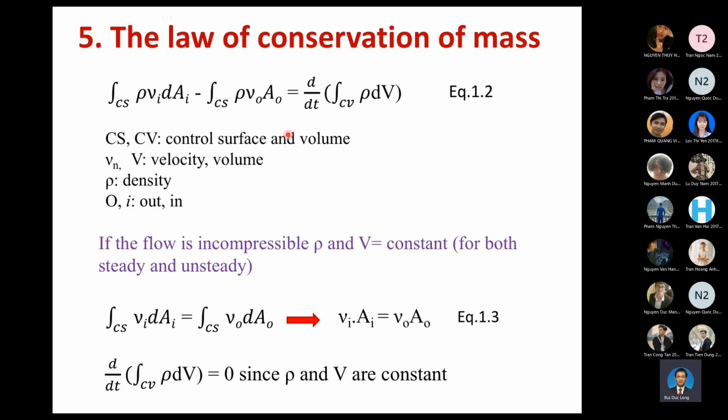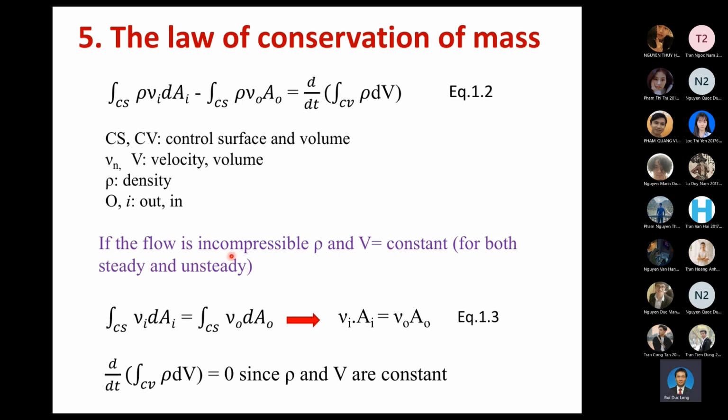So this is for conservation of mass. Okay, equation for conservation of mass. If the flow is incompressible, rho and V will be constant. For example, water you cannot compress, air you can compress. Okay, water you cannot compress.